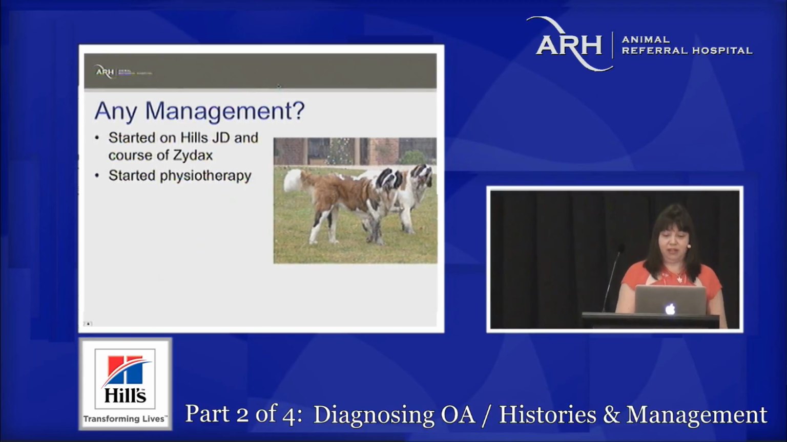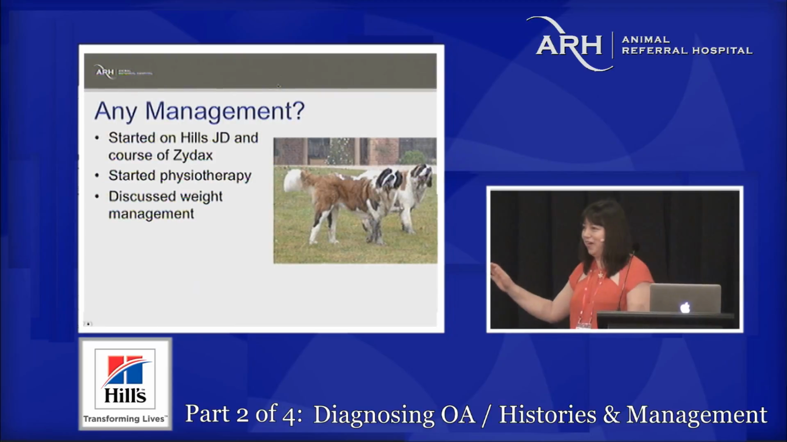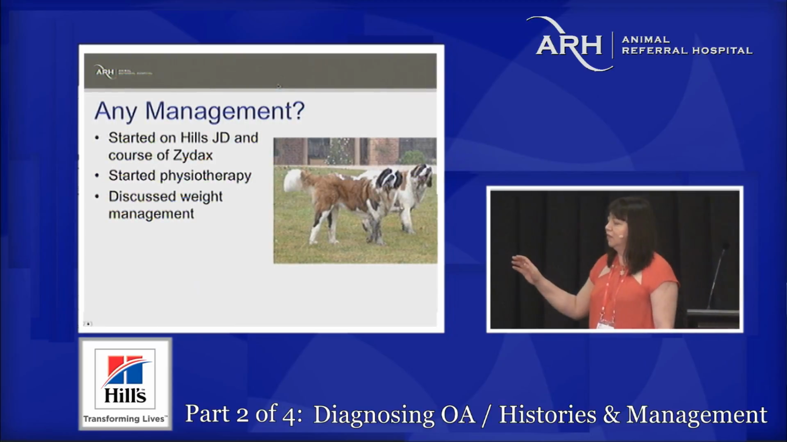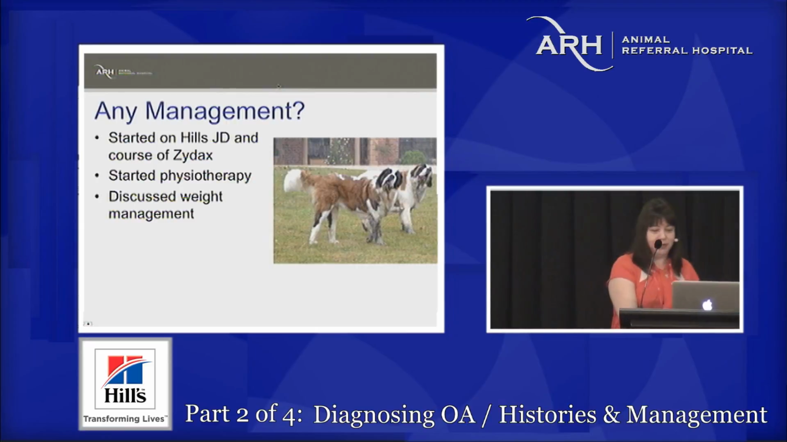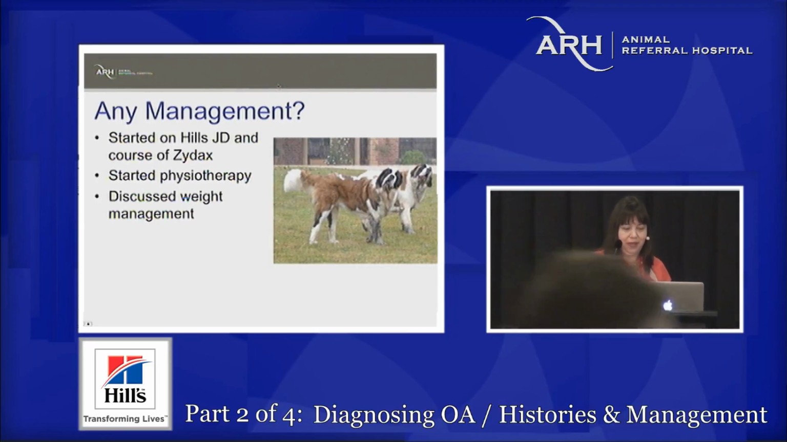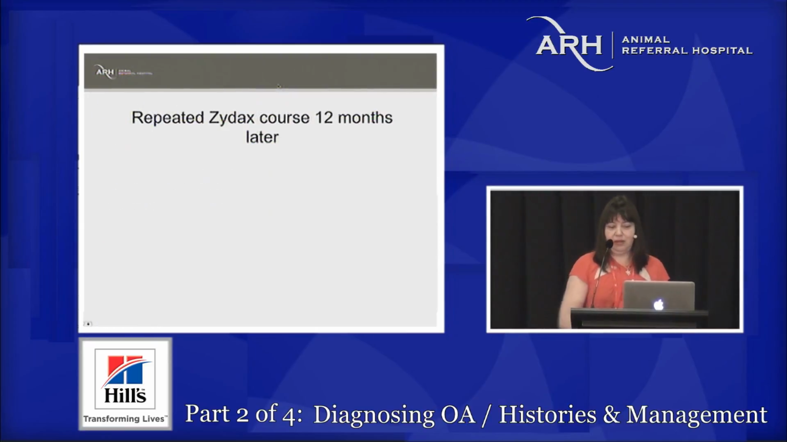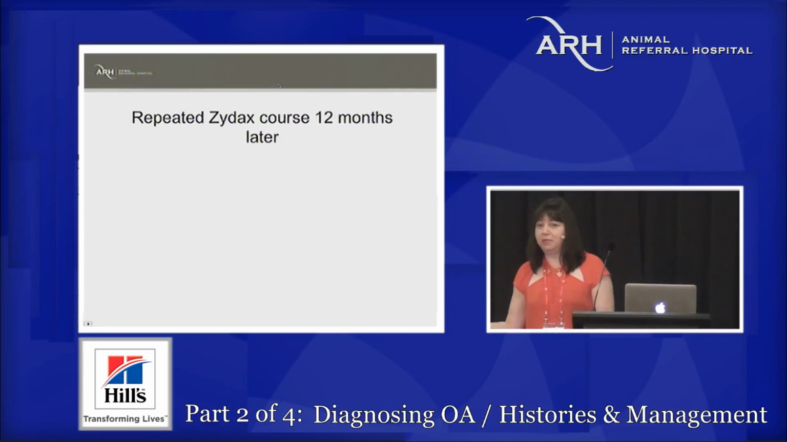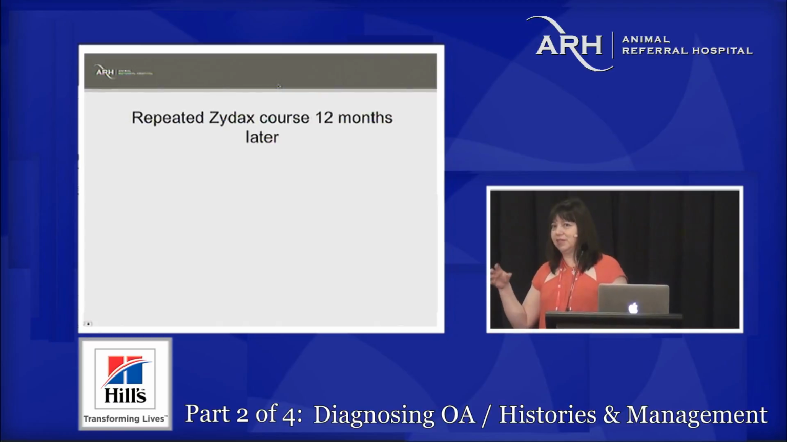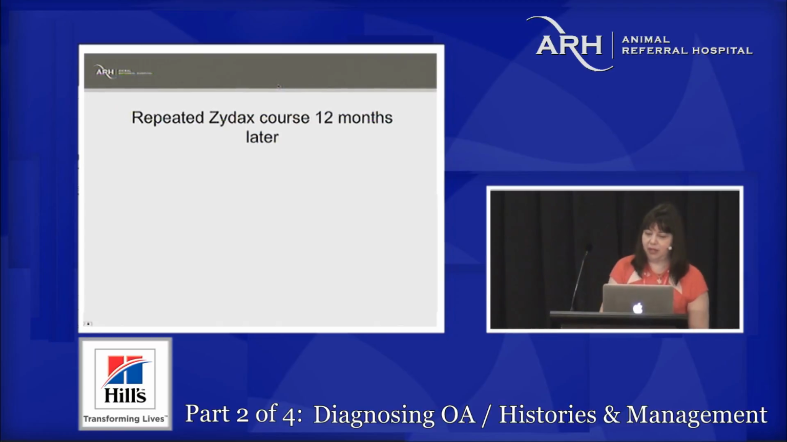I did start physiotherapy in these dogs. I discussed weight control, weight management, because that's a big problem in the large breed dogs. So we had a chat about what they should be. Okay, and then we repeated the course 12 months later. I usually repeat the course rather than doing monthly ones, as some people do. I like to repeat the whole course, maybe every 6 to 12 months, something like that.